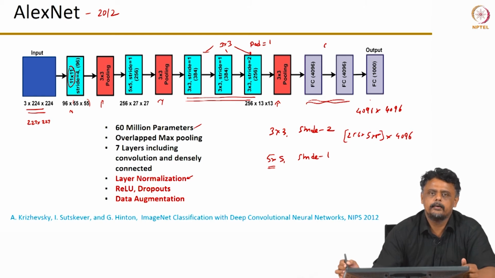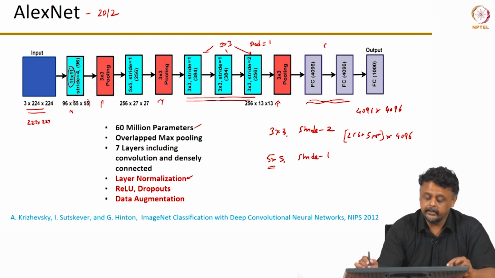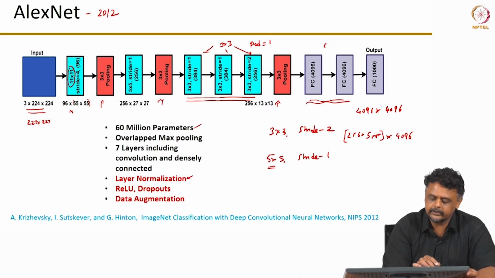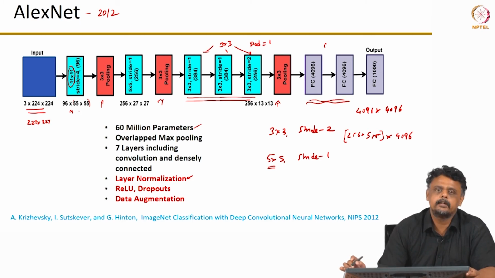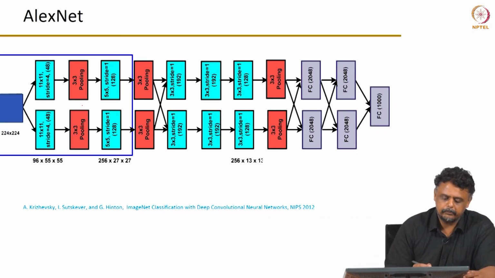So, a lot of the parameters occur towards the end, and a lot of the computations are at the input side of the network because of the size of the convolution kernels. This network actually has a mix of 11 cross 11, 5 cross 5 and 3 cross 3 convolution kernels. So, let us just look at this convolution layer at the input.